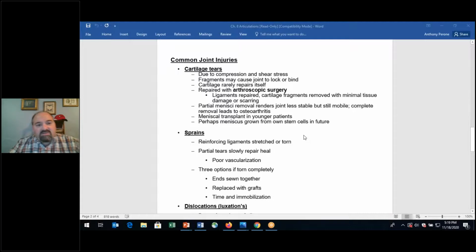And you'll see here, as far as common joint injuries, cartilaginous tears. Remember that it's avascular tissue, so it's going to be very slow to heal. Primarily not a whole lot of healing goes on, so many times arthroscopic surgery can be a way to remove some of the pieces that have not really joined back together. Again, it's very slow healing, if at all, as far as cartilage is concerned. Cartilage rarely repairs itself. That's what you need to know.